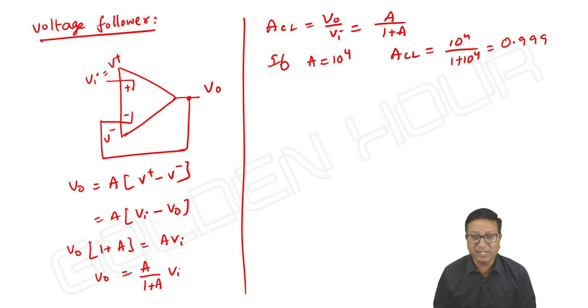Or if A is tending towards infinity, don't substitute here. If A is tending towards infinity, you will get infinity by infinity, so you will be in trouble. So we know how to manipulate the things. Mathematics, we are good in mathematics.